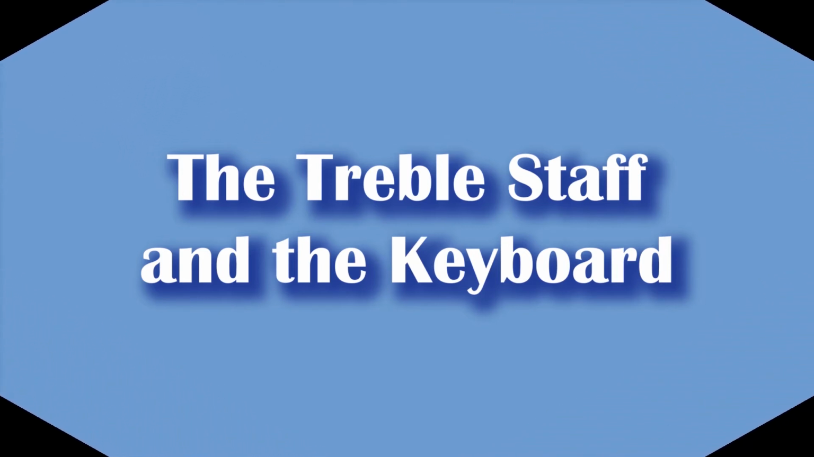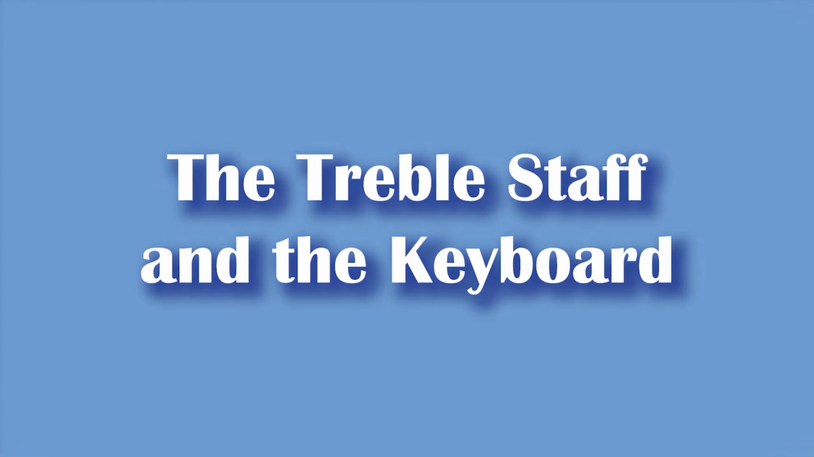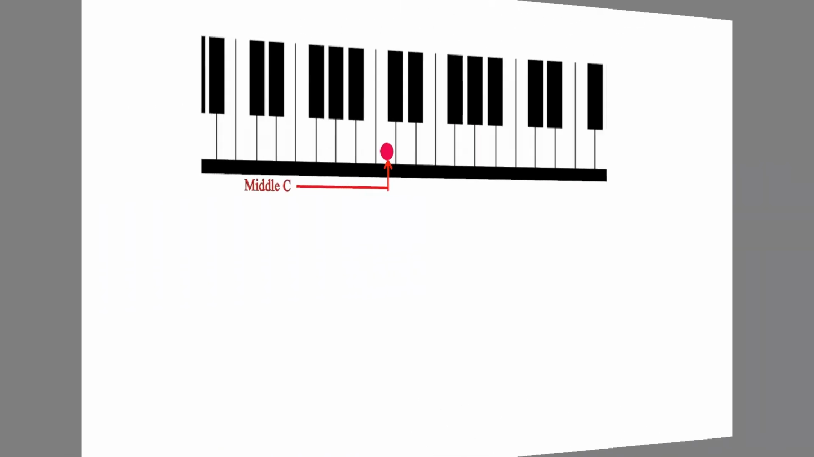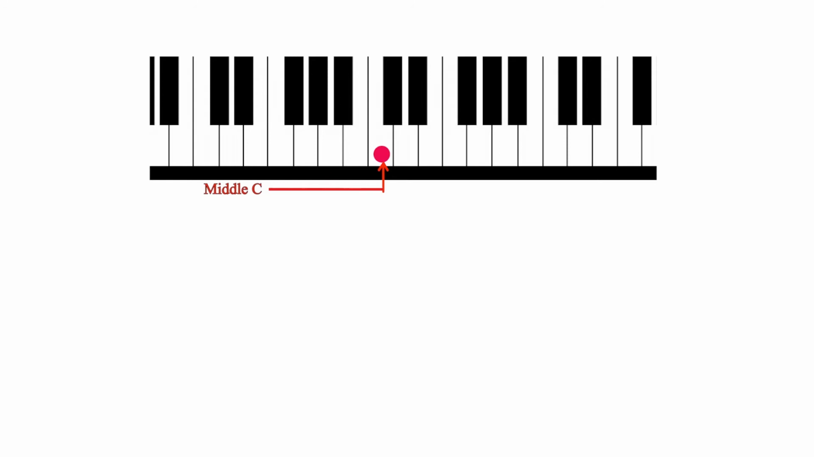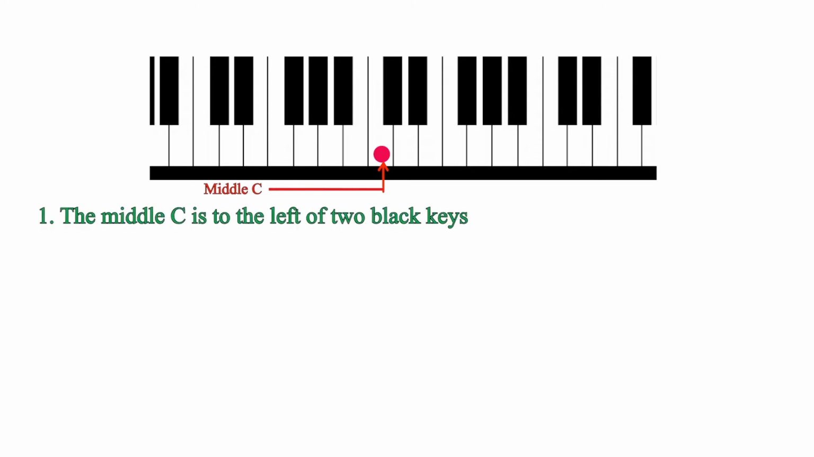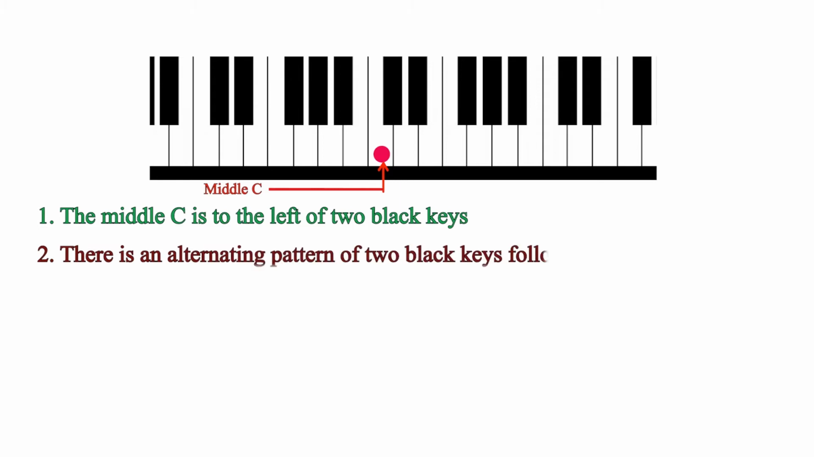The treble staff and the keyboard. Let's now relate the keyboard to the lines and spaces of the treble staff. Recall that the middle C on the staff is equivalent to the white key in the middle of the piano keyboard. You can watch lesson 9 on the great staff. Here, you should also note that 1. The middle C is to the left of 2 black keys, that is behind 2 black keys. 2. There is an alternating pattern of 2 black keys followed by 3 black keys, followed by another 2 black keys, followed by 3 black keys, and on and on.